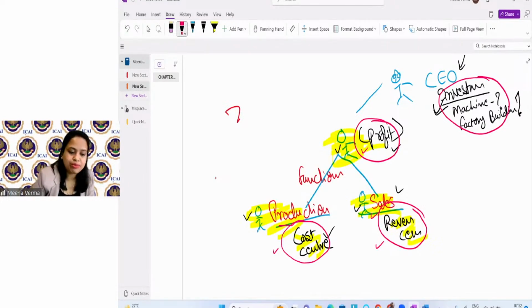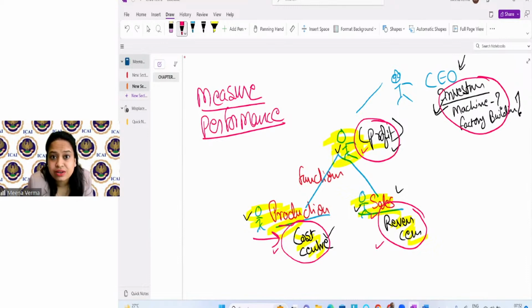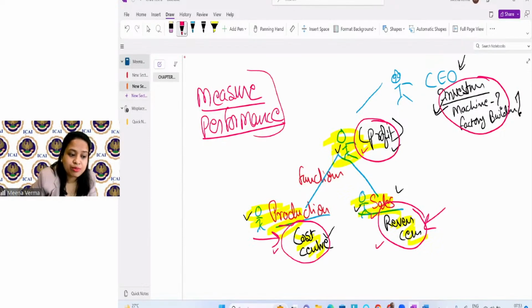Now see, what will happen here? We will measure their performance. Measure means we will see how much cost control they have done here. We will see how much revenue they have generated here. This is measuring the performance. How much profit this manager has generated, this is measuring the performance. How much return on investment this manager has achieved, this is also measuring the performance.